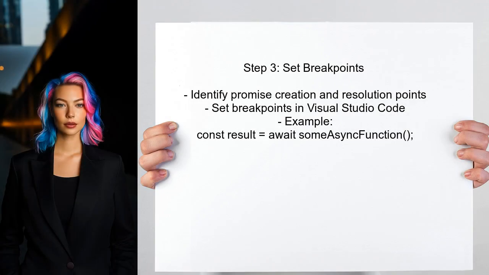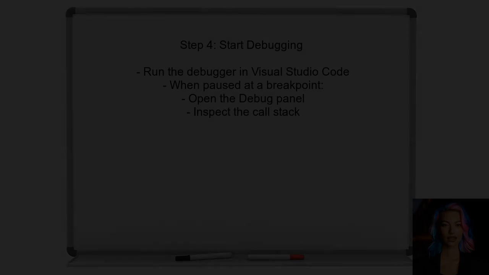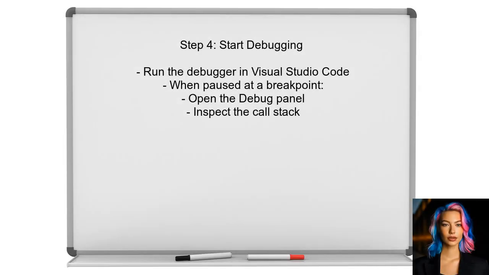After configuring the launch settings, the user should set breakpoints in their code where the promises are created and resolved. This will allow them to pause execution and inspect the call stack at those critical points. Once the breakpoints are set, the user can start debugging their application. They should run the debugger, and when execution pauses at a breakpoint, they can view the call stack in the debug panel to see the chain of function calls leading to that point.